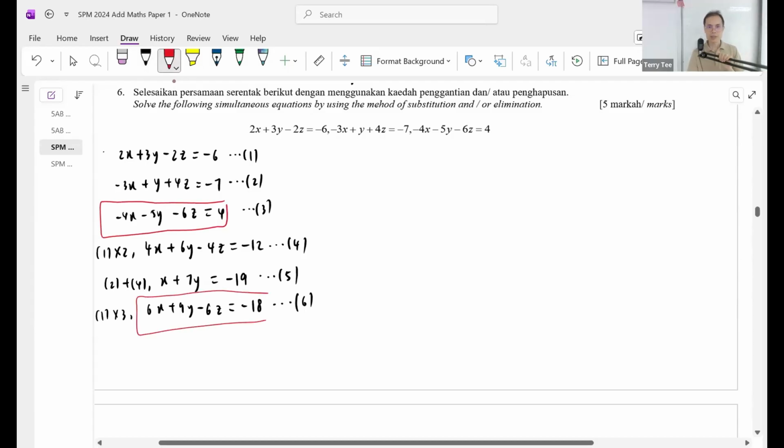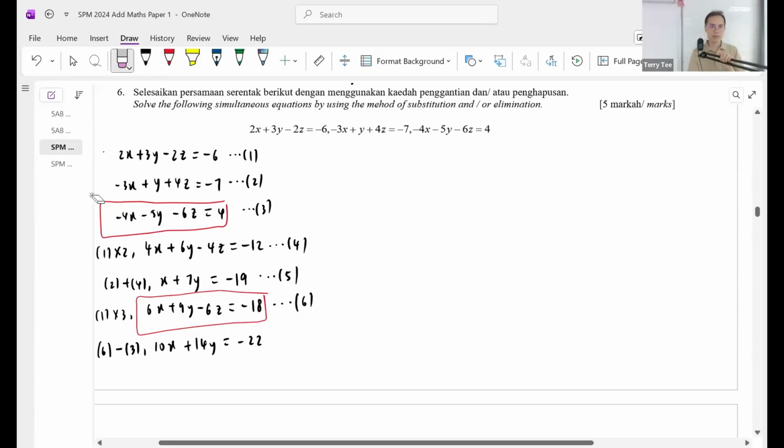Now you want to focus on equation 3 and equation 6. So instead of adding, now we have to subtract, because your negative 6z and positive 6z, you're going to subtract to cancel them out. Maybe I take equation 6 minus equation 3. 6x minus 4x is 10x. 9y minus 5y becomes 14y. The minus 6z minus plus 6z cancel out. Minus 18 minus 4 is minus 22.